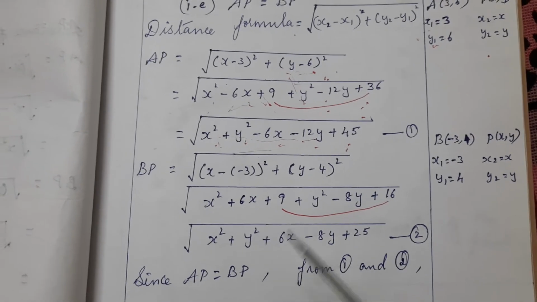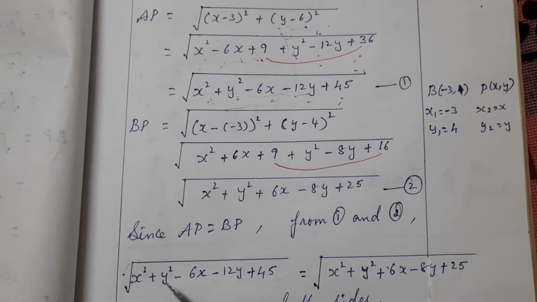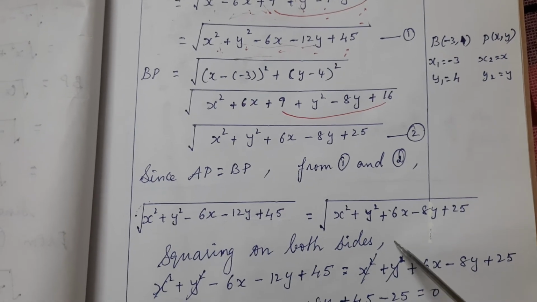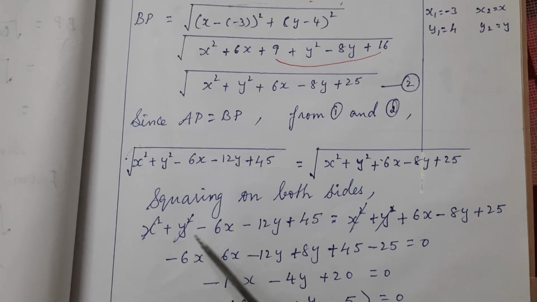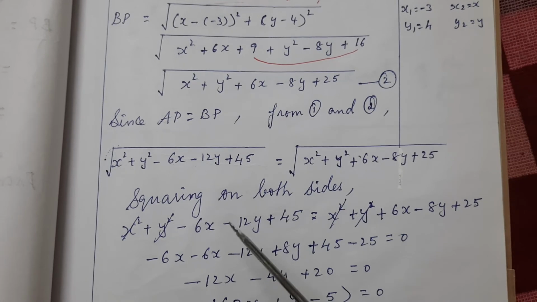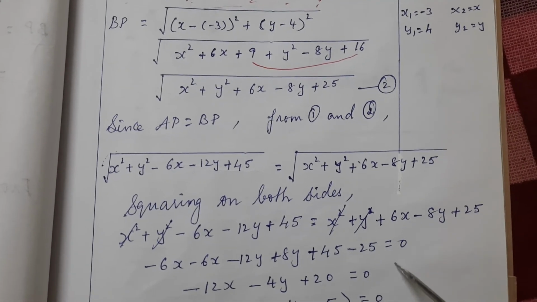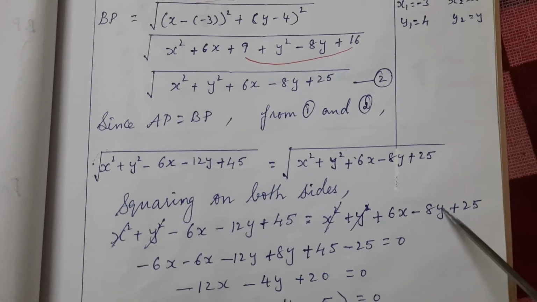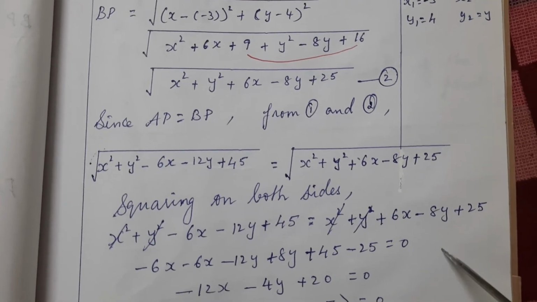Now, since we know AP is equal to BP, from 1 and 2, we are equating both. This AP is equal to BP. Since it is having roots, we are squaring on both the sides. So, whenever we square on both the sides, the square root removes. So, x square and y square is on both the sides of the equal to sign. We can cancel it. The remaining part, we can bring every term to one side and equate to 0. So, minus 6x minus 6x minus 12y plus 8y. Minus 8y when it comes here plus 8y plus 45. This becomes minus 25 equal to 0.